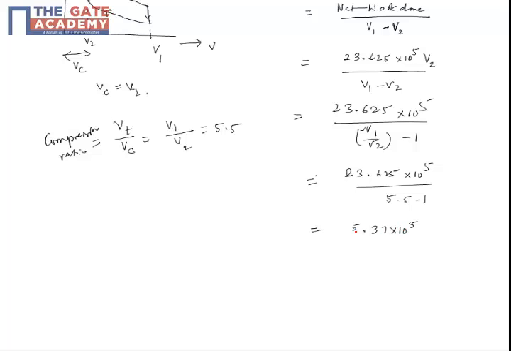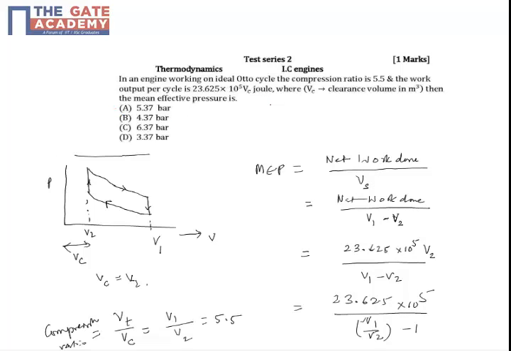So this is in pascals, remember, because it's a mean effective pressure. This is joules per volume units, so it's pascal, and 10 power 5 pascal is 1 bar, so 5.37 bar is the answer. The answer is A. Thank you.